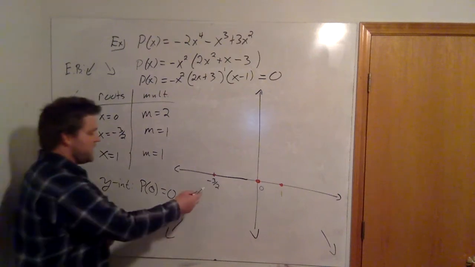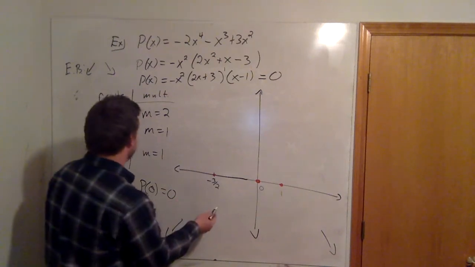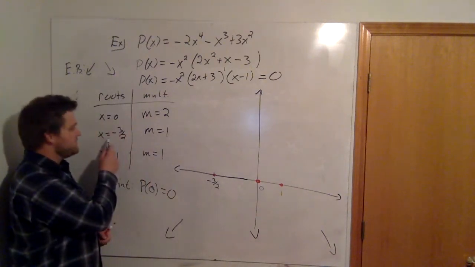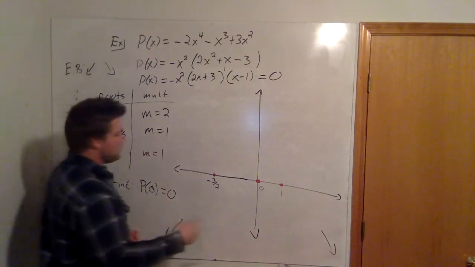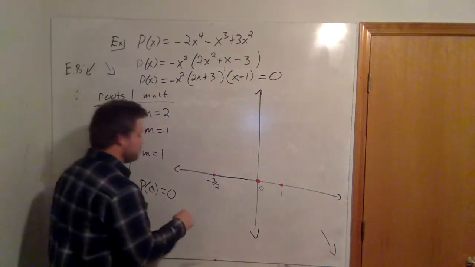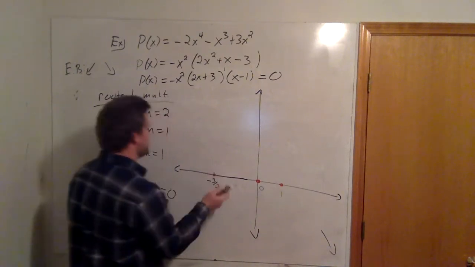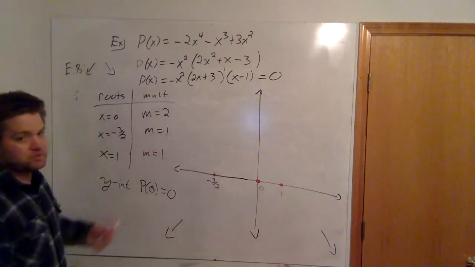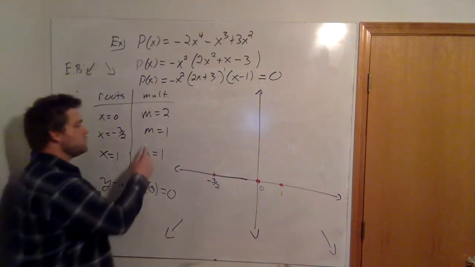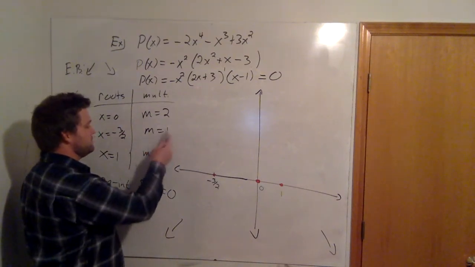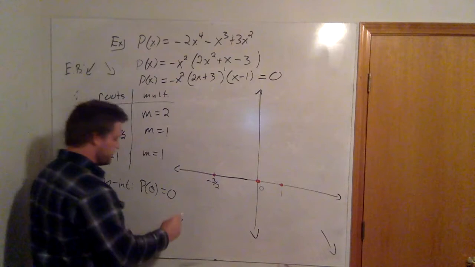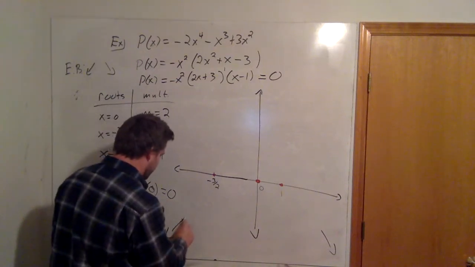Okay, so let's start at the root of -3/2. At -3/2, it has a multiplicity of 1. What we're always asking about the roots is, do I cross through a root or do I bounce off a root? And what we learned in the previous video is we could just look at the multiplicity. Since the multiplicity is odd, its multiplicity is 1, it's going to cross through.